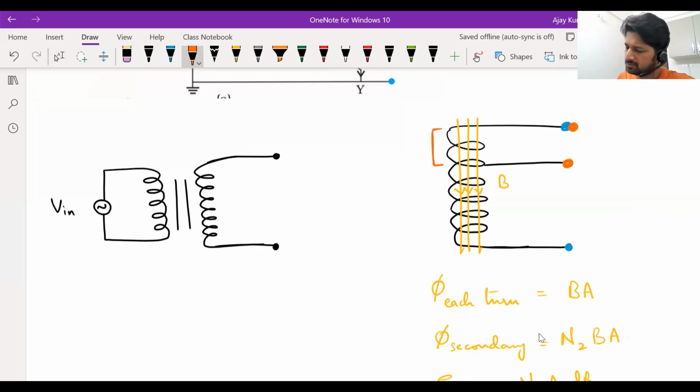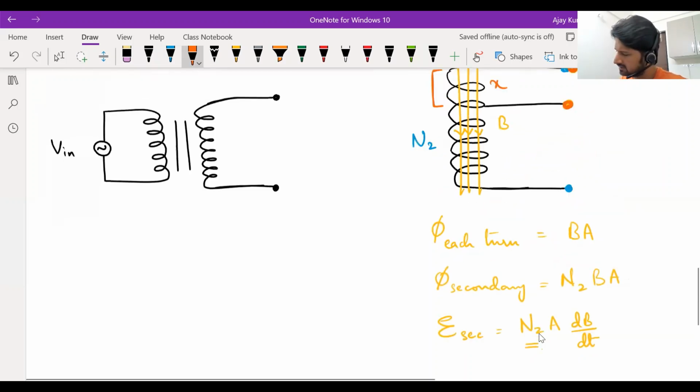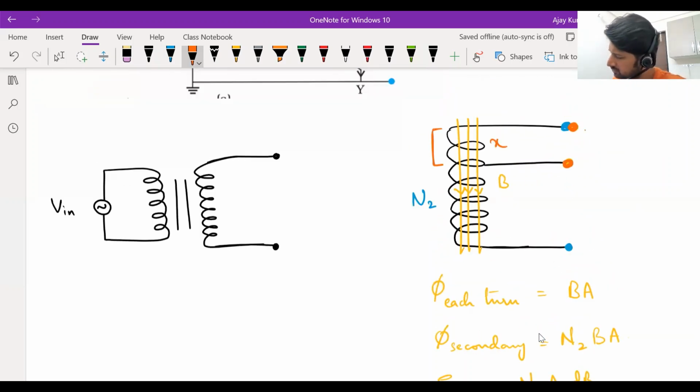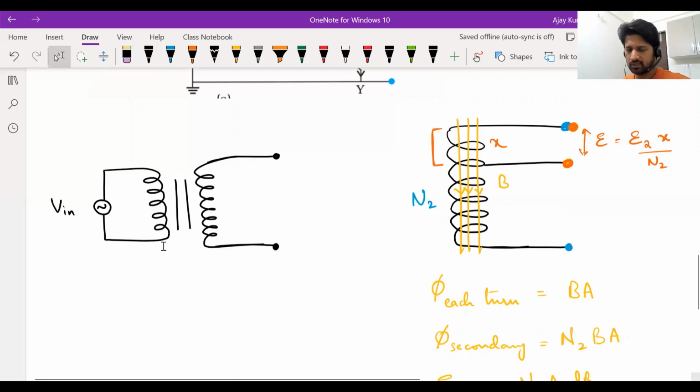Right? So suppose the total number of turns is N2, but the number of turns between those two orange points is some X. The EMF you get between those orange points will be proportional to X. So you can say that the EMF between these two is the total EMF in the secondary times X divided by N2. So depending on where you connect that other wire, you can get lesser voltages also if you want.